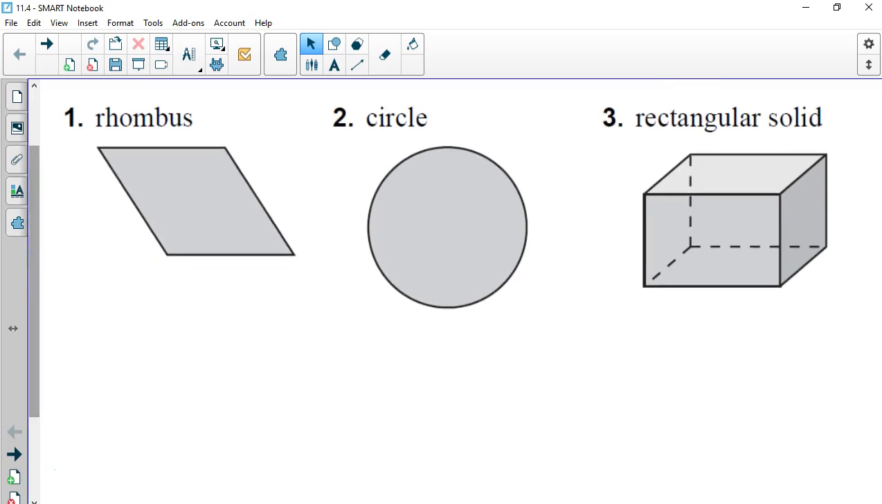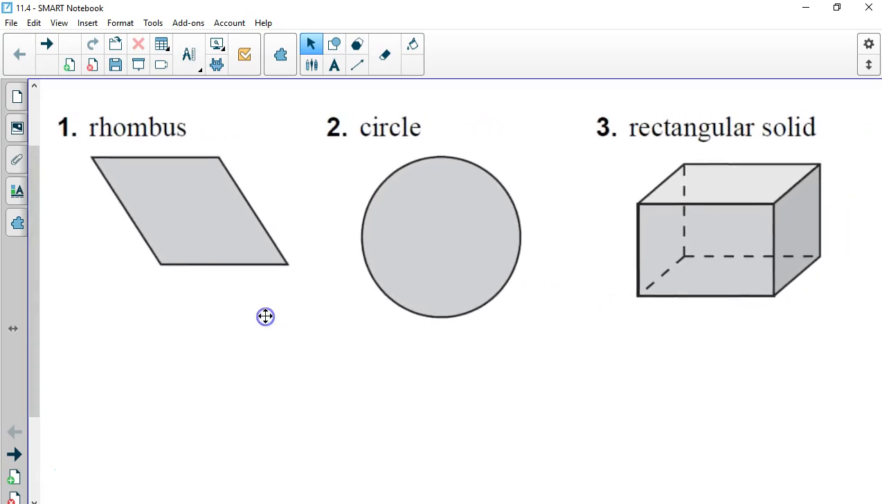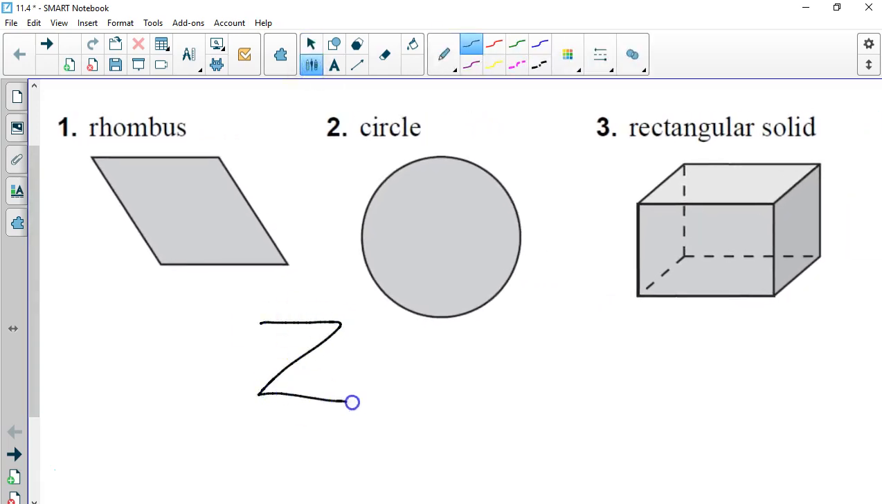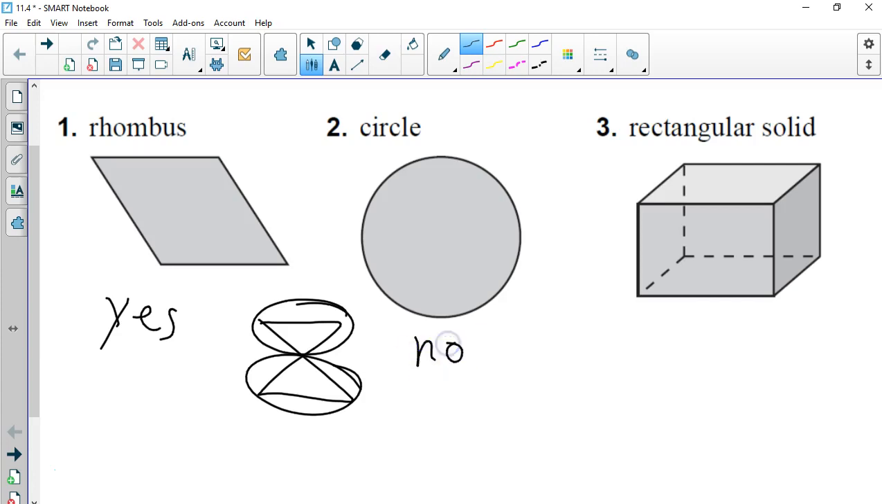no crossovers. So a figure like this is not a polygon. You can say it's made up of two triangles that are polygons, but you can't have any crossovers. Everything must be connected, straight lines. So this rhombus is a yes. The circle is a no because it obviously has a curved line. And a rectangular solid would be a no because it is three-dimensional.